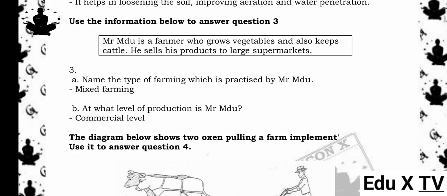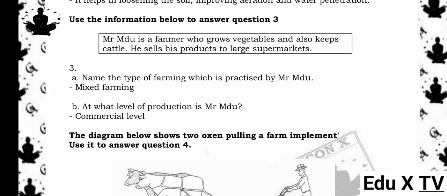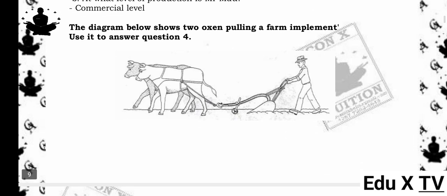Use the information below to answer question 3. Mr. MDU is a farmer who grows vegetables and also keeps cattle. He sells his products to large supermarkets. 3. A. Name the type of farming which is practiced by Mr. MDU. Mixed farming. B. At what level of production is Mr. MDU? Commercial level. The diagram below shows 2 oxen pulling a farm implement. Use it to answer question 4.